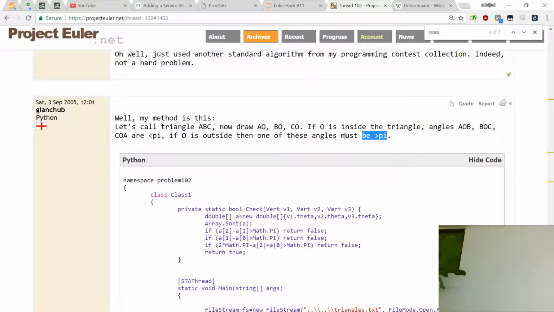No? It depends. You have to construct the angle in the right way. So the origin has to always be the second one.